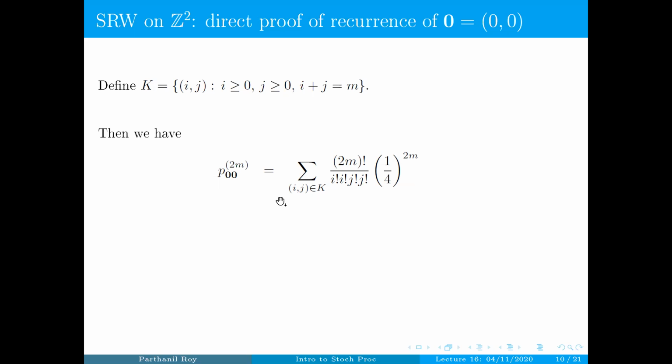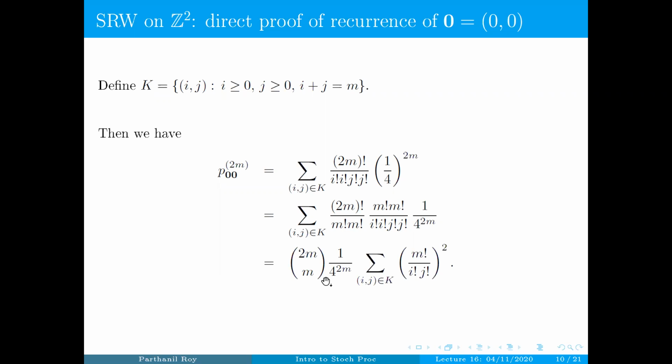Now, this number we are going to actually explicitly compute with the help of a combinatorial identity. The first step towards that would be to write it with (m factorial) squared in the numerator as well as in the denominator. Why? Because this will make it 2m choose m, which can come out of the sum. And of course, this 1 over 4 power 2m can also come out of the sum.